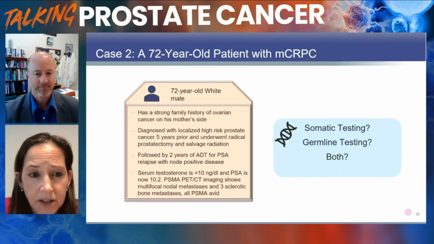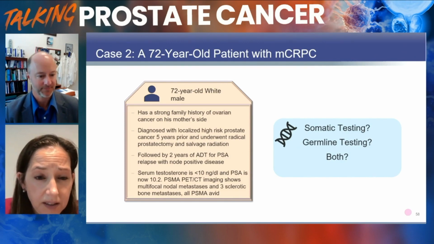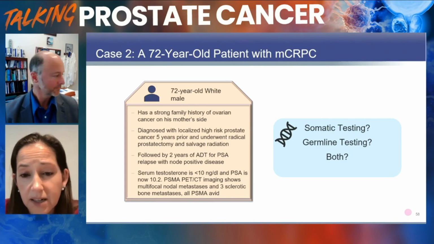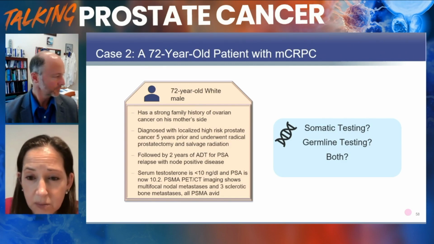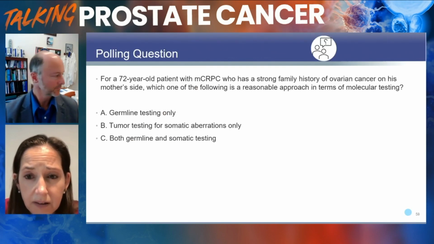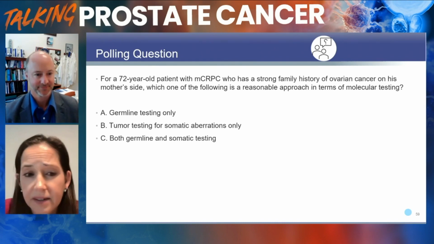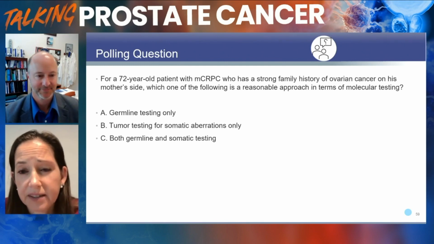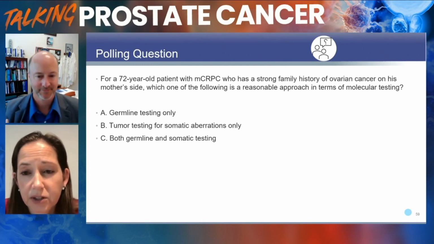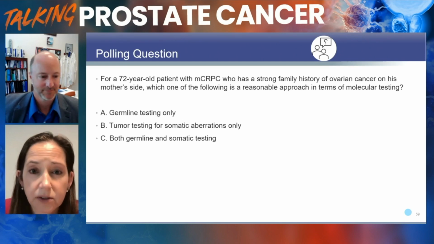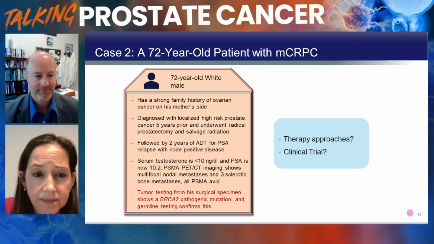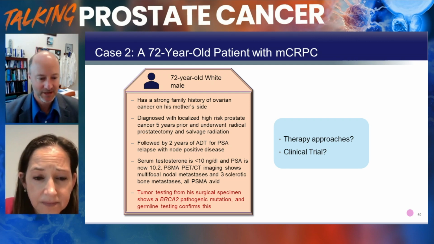AR pathway inhibitor. So here we have a 72-year-old man who has a family history of ovarian cancer on his mom's side, localized disease initially, but now recurrent with bone metastases. And the same question, somatic, germline, or both. Somatic is tempting for mCRPC, right? Looking for actionable mutations, but with this family history, I think it's especially important to get the germline too, so we can counsel the family. Everybody picked C. Great. All right.